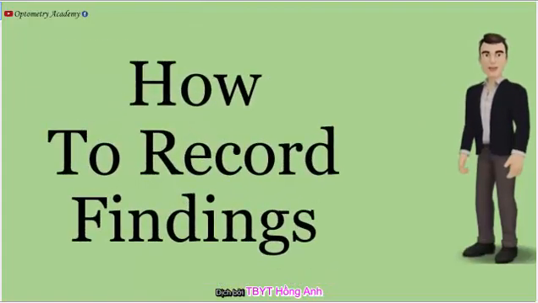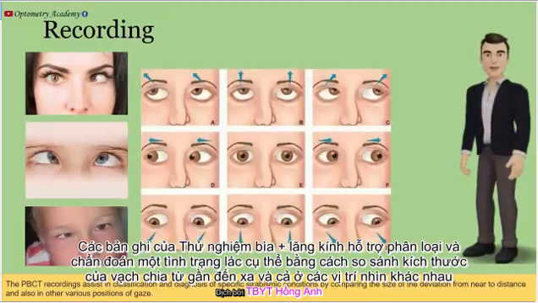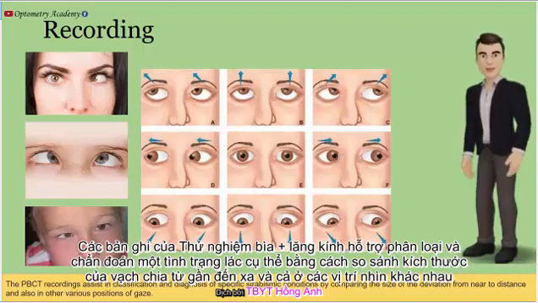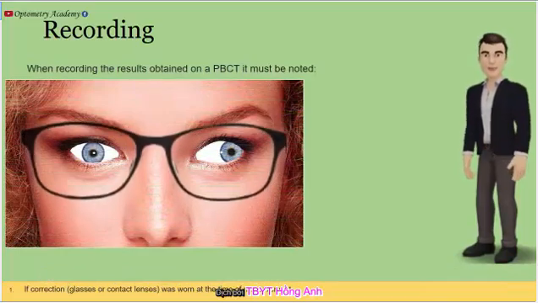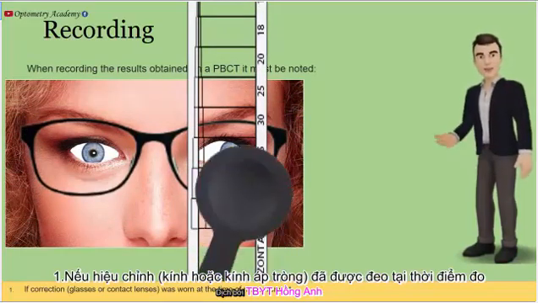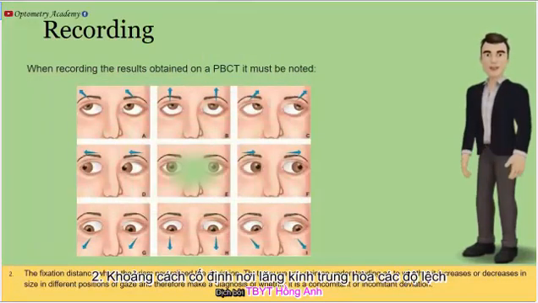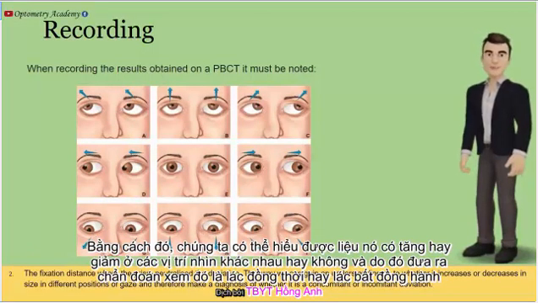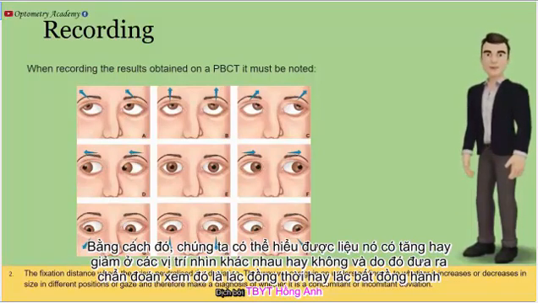How to record findings. The PBCT recordings assist in classification and diagnosis of specific strabismic conditions by comparing the size of the deviation from near to distance and also in other various positions of gaze. When recording the results obtained on a PBCT, it must be noted if correction glasses or contact lenses were worn at the time of measurement, and the fixation distance where the prism neutralized the deviation. That way we can gain an understanding as to whether it increases or decreases in size in different positions of gaze and therefore make a diagnosis of whether it is a concomitant or incomitant deviation.